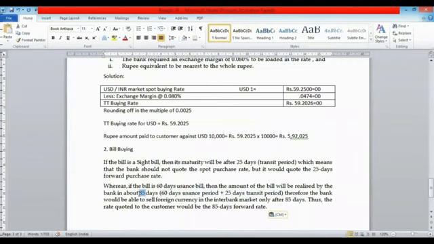Bank will quote the 85 days forward rate of buying that bill. You have to keep in mind that while we are going for buying, we have to see whether it is a sight bill or a usance bill. Usance and sight bill will always have 25 days as a transit period. In a usance bill, the transit period along with the usance period will also be considered.